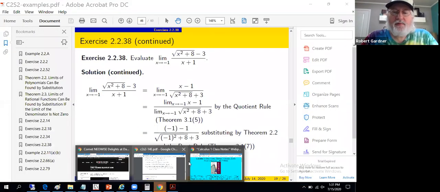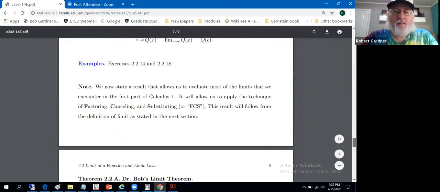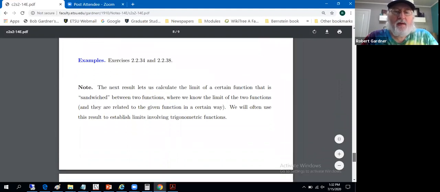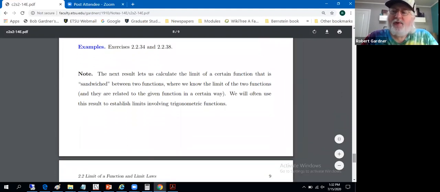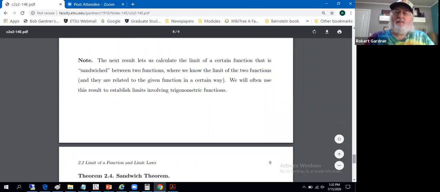Back to the notes. Okay, all right. So we're going to shift gears a little bit and look at a different property of limits. I'm going to make a statement that can be justified in the next section. There's a proof of it in the appendix, I think.